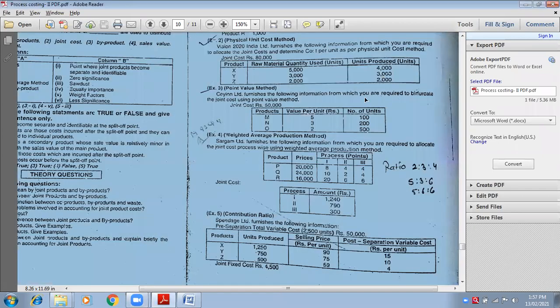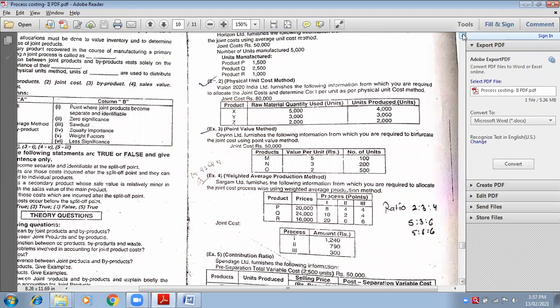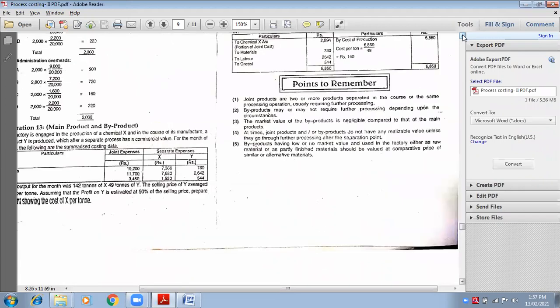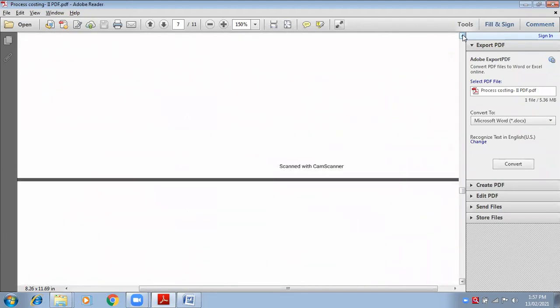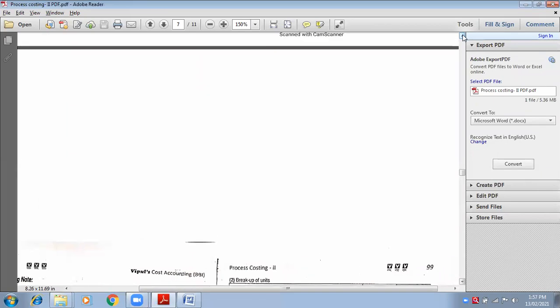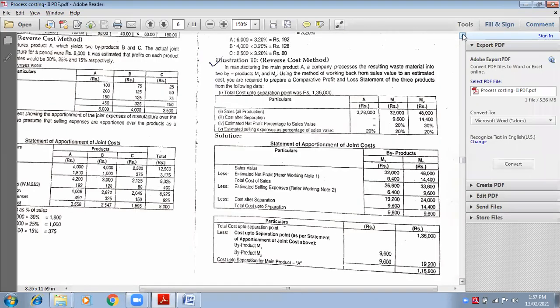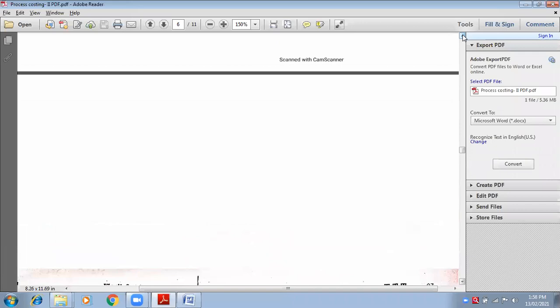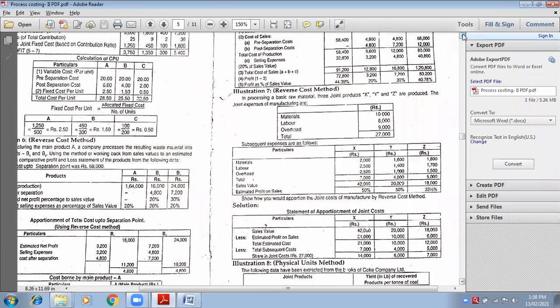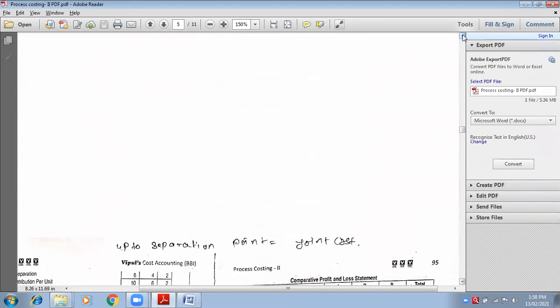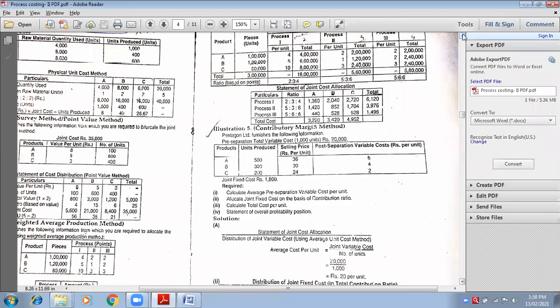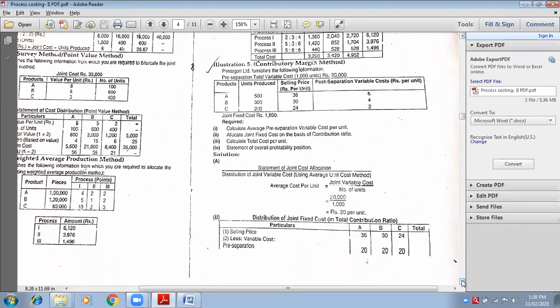Very good. Nice. So the weighted average cost method is also done. Now see, this is contribution method. See, Pentagon Limited furnishes the following information.